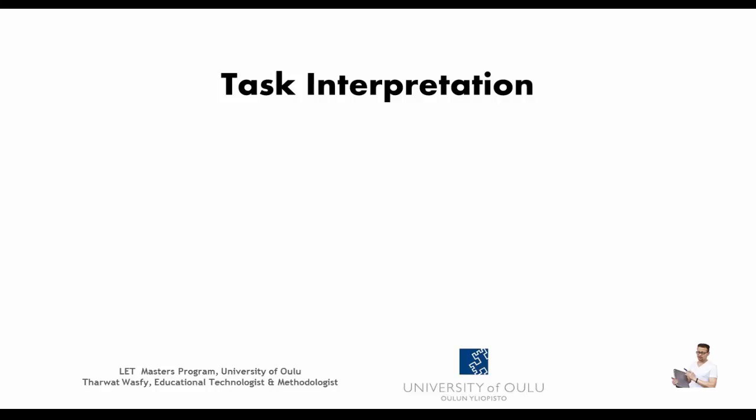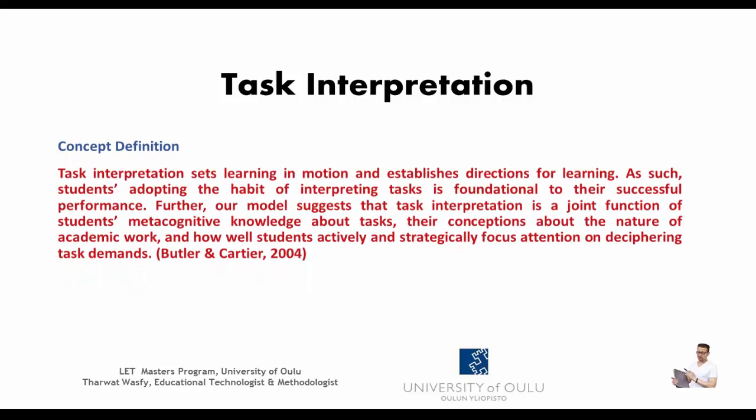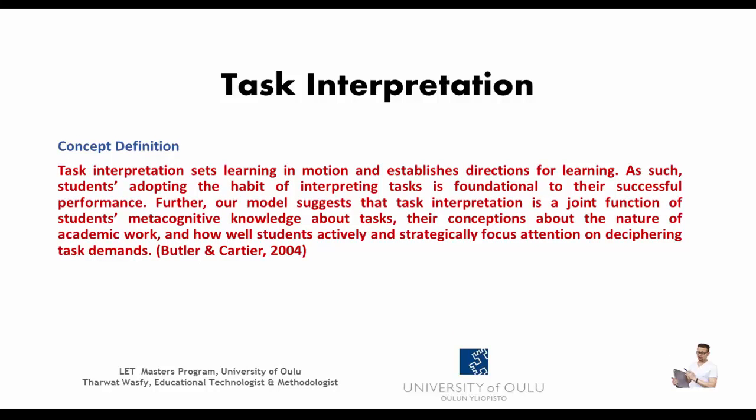The concept definition itself is a little bit broad, but here Butler is specific in terms of a model in which he suggests that the task interpretation is a joint function of students' metacognitive knowledge about the task and their concepts about the task, and also their concepts about the nature of the academic work and how well students actively and strategically focus attention on deciphering task demands. As you can see, the definition is tackling three different areas: the metacognitive knowledge, the conceptions about the nature of the academic work, and also the strategic focus of the attention, the academic work itself.